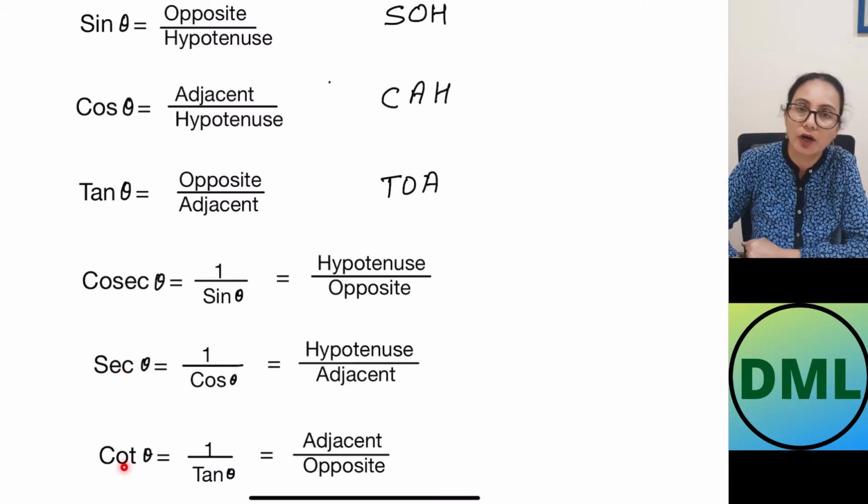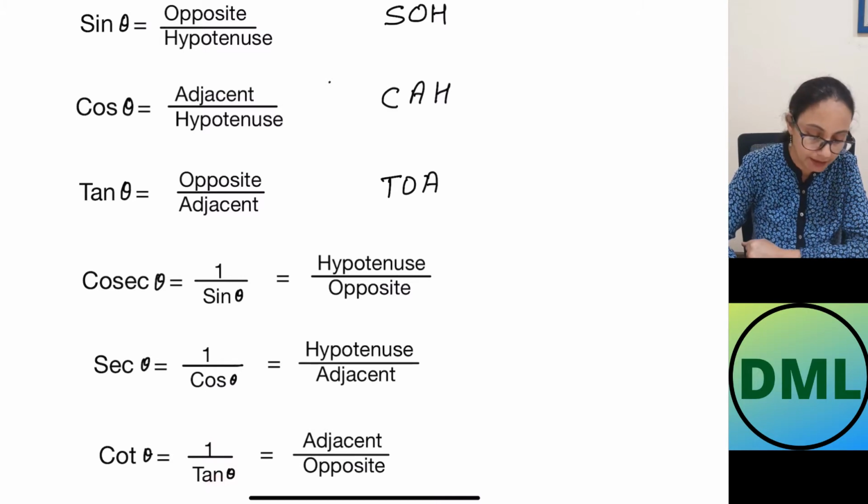Next I have cot theta. Cot theta is 1 over tan theta. Tan theta is opposite over adjacent. So cot theta will be adjacent over opposite.